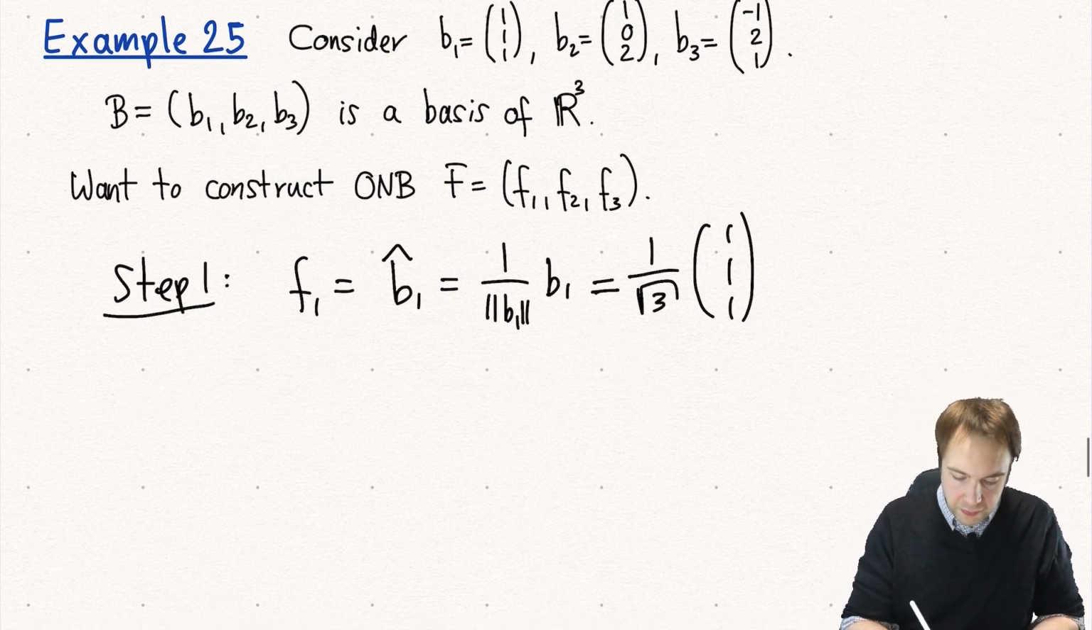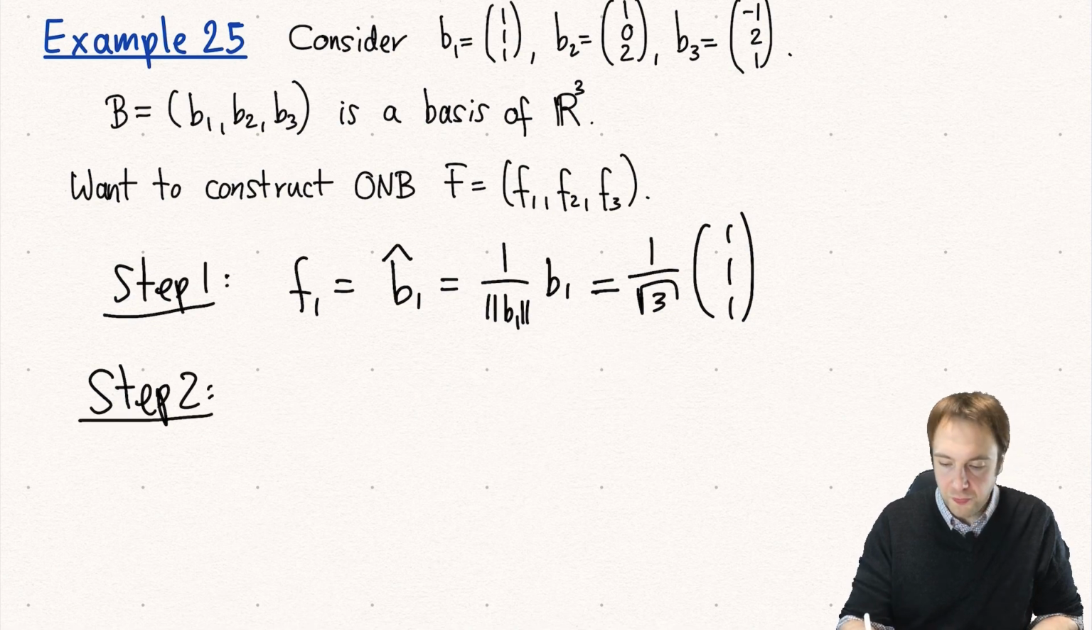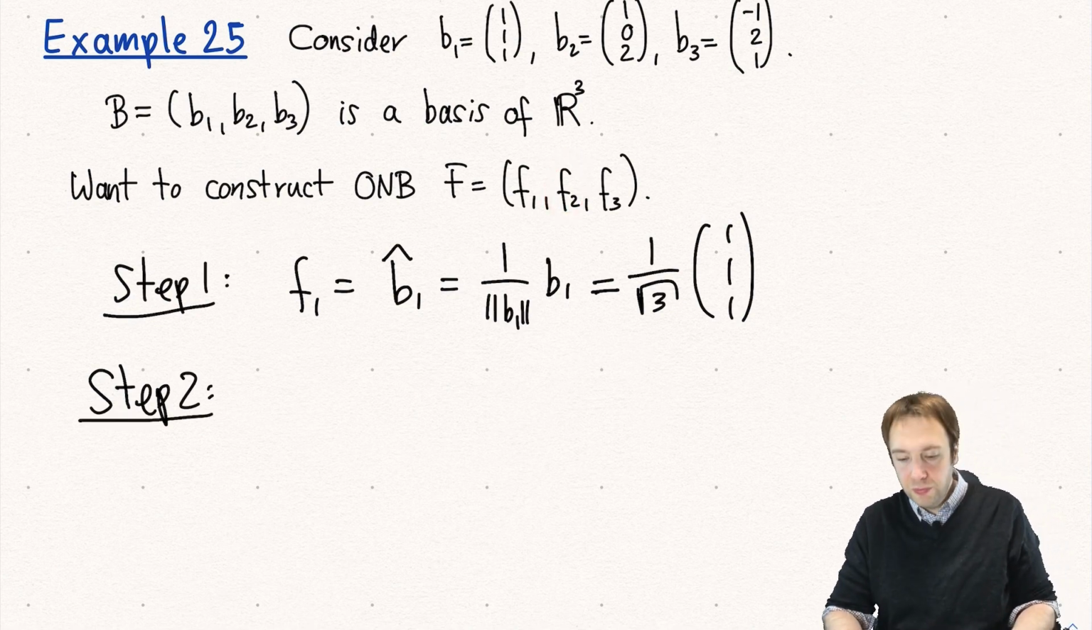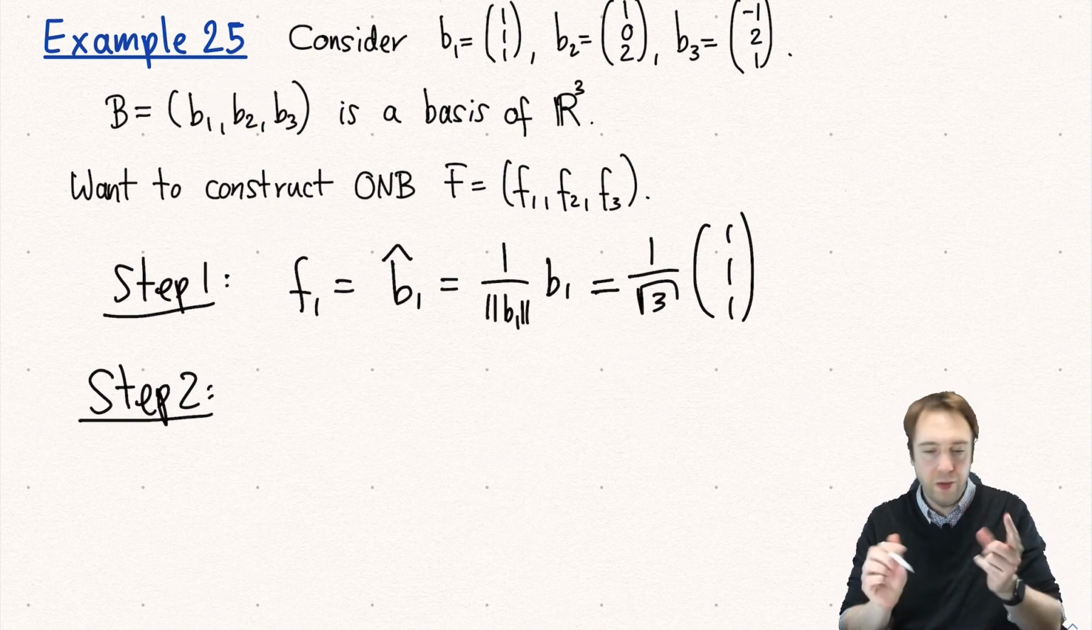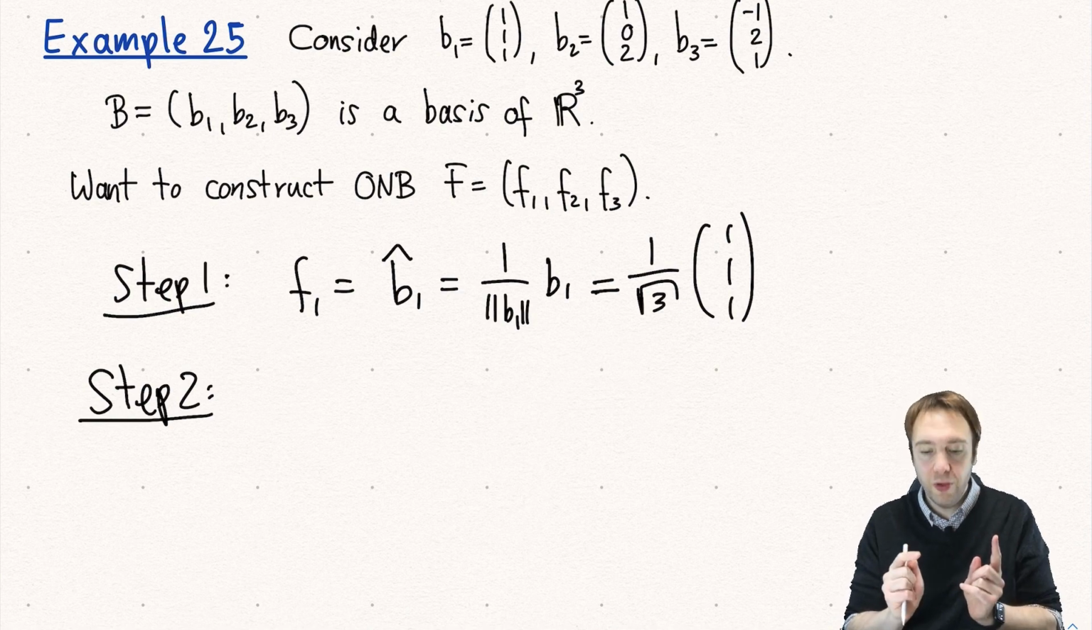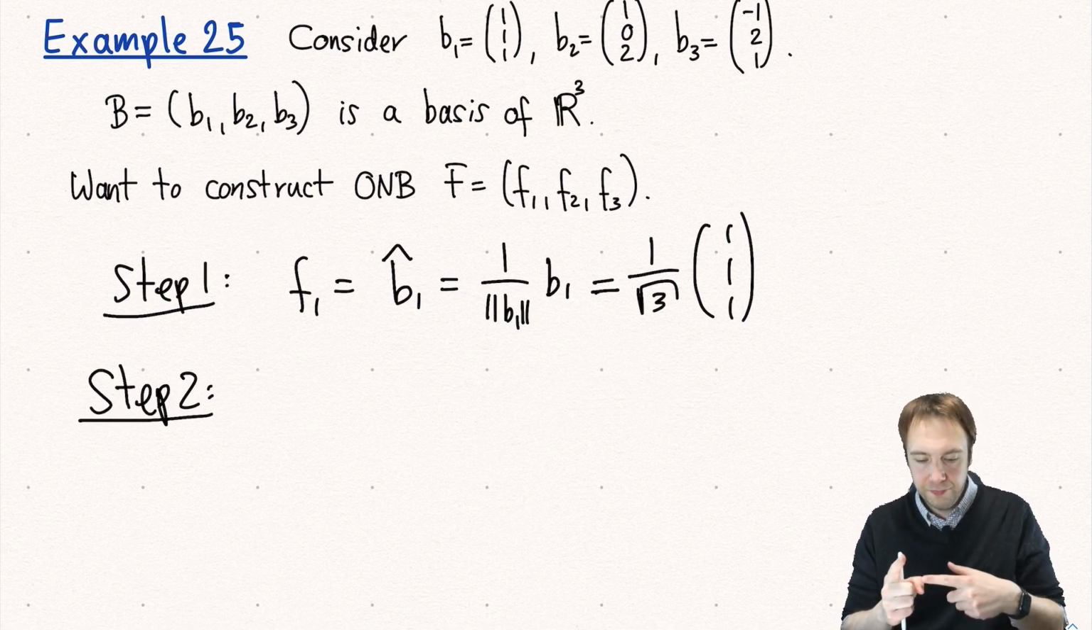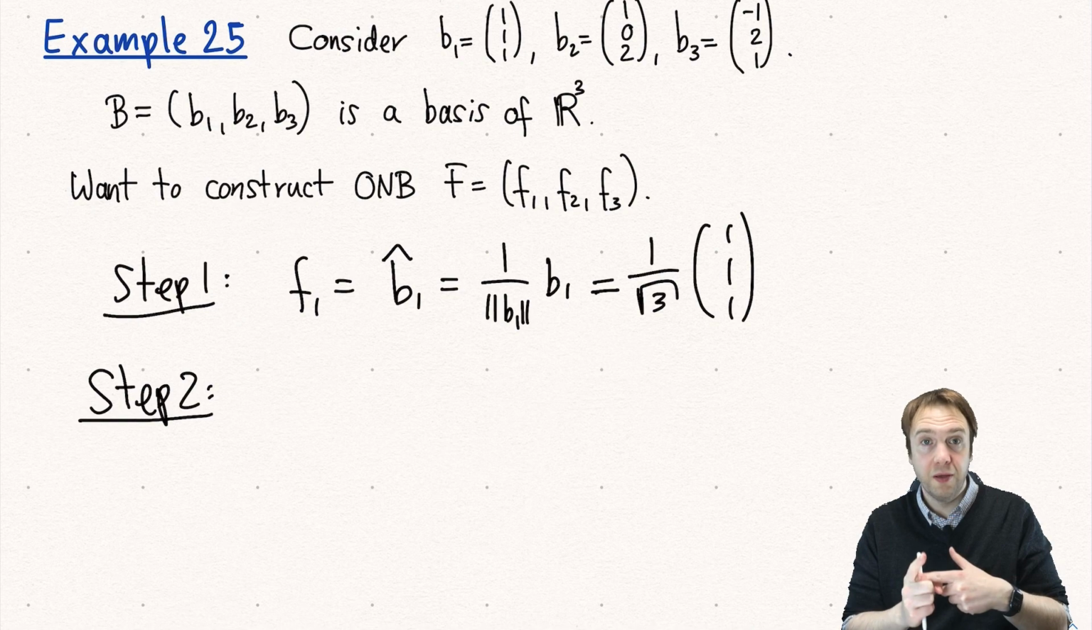And now, step 2. Well, now we want to construct F2. But of course, we cannot just take B2 and normalize it, because then we would have two vectors which have length 1. But we want that they are orthogonal to each other.